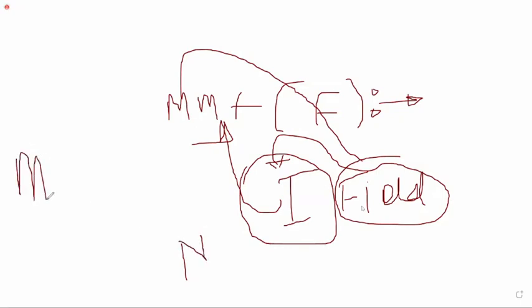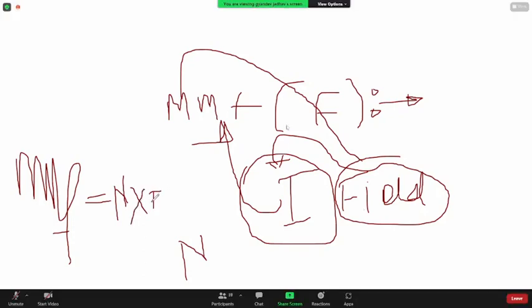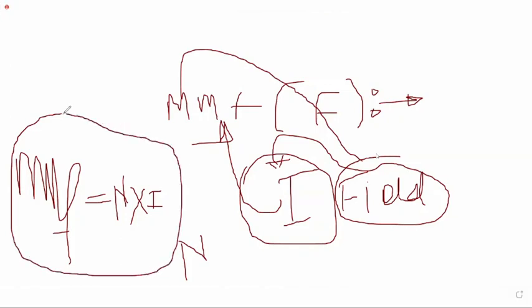So I can write the formula for MMF. It is the product of the number of turns of the coil or conductor and the current flowing in the conductor, or current flowing in the coil. So magnetic force is equal to Ni, the number of turns of the coil and the current flowing in the coil. It is a product of N into I. So magnetic force is Ni.